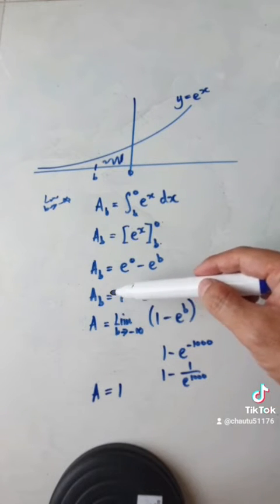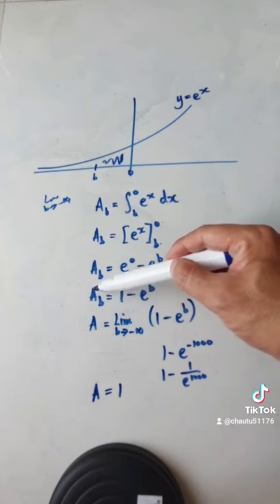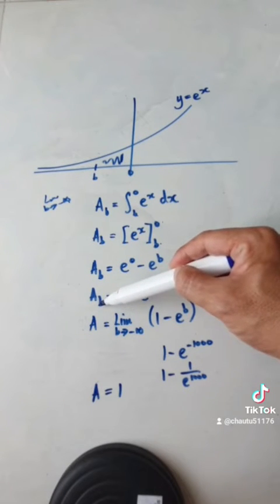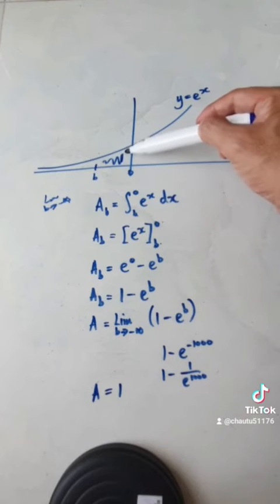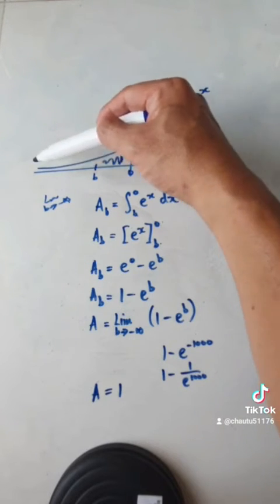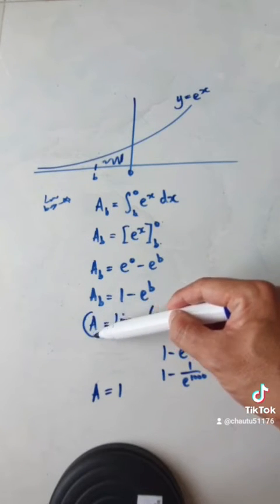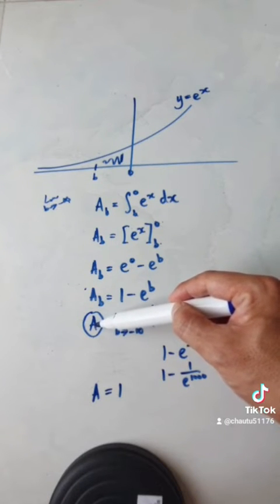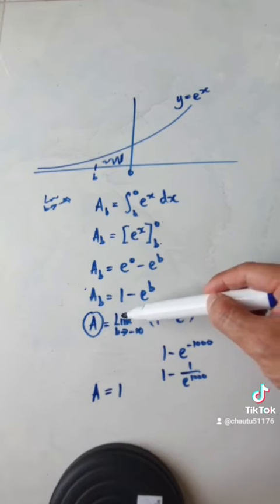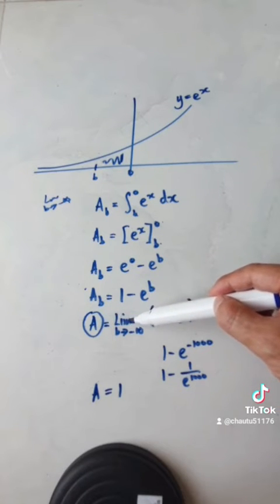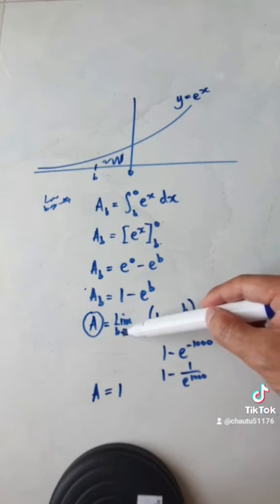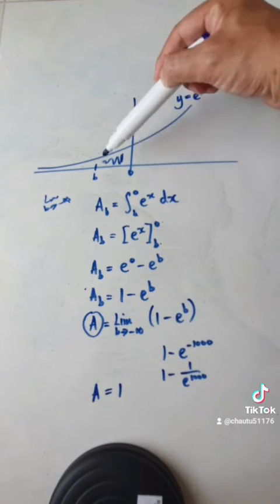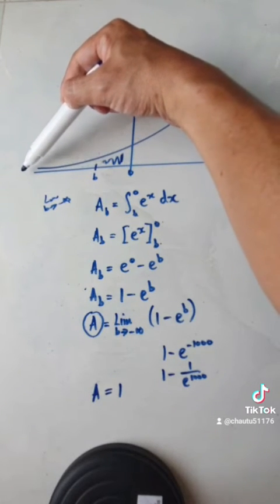Now, don't forget, at the moment, it's the area from b to 0, but our ultimate aim is to work out the area all the way to infinity. So this is our aim, A, not A subscript b, but A. We want to know A all the way to negative infinity. So A is equal to this thing here when you slide b all the way to negative infinity.